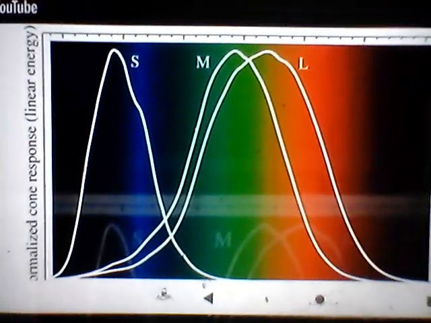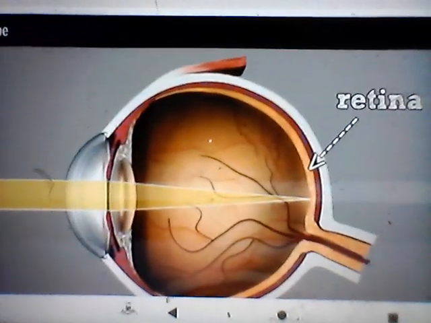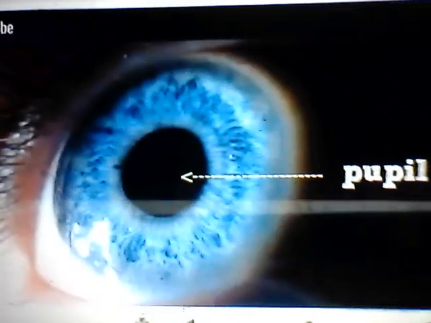Everything that we see is made up of different combinations of light, which then enters the eye and is captured by a part of our eye called the retina. The retina capturing this light and then converting it to messages which can be understood by our brain is what allows us to see. Now, the pupil determines how much light is let in.